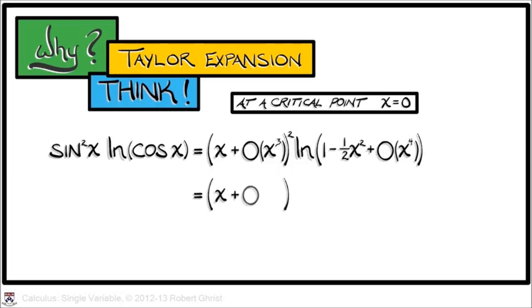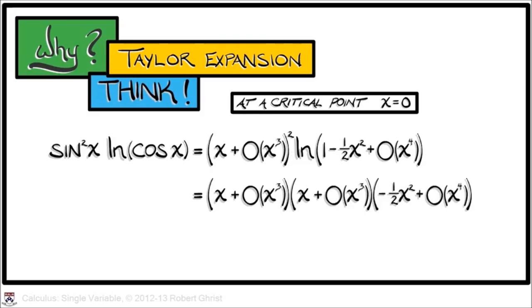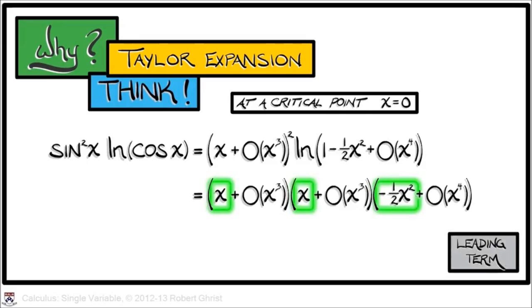We have a little bit more expansion to do, taking the sine squared term and expanding that out, and then expanding log of 1 plus something into, in this case, negative x squared over 2 plus big O of x to the fourth. Now, when we multiply these three expansions out, the leading order term is given by the product of x and negative x squared over 2. That is, we get a negative 1/2 x to the fourth plus big O of x to the sixth.